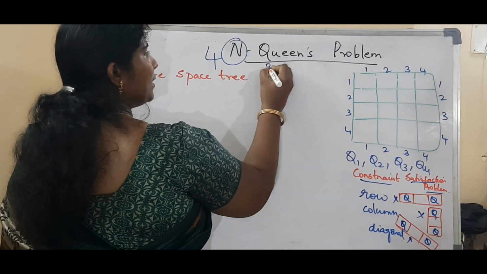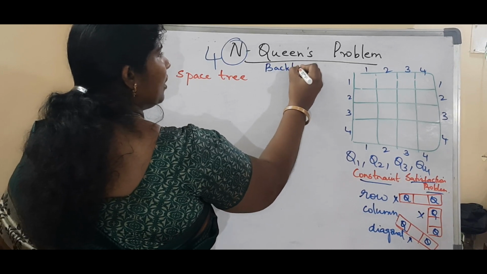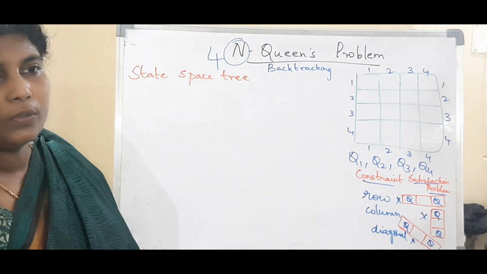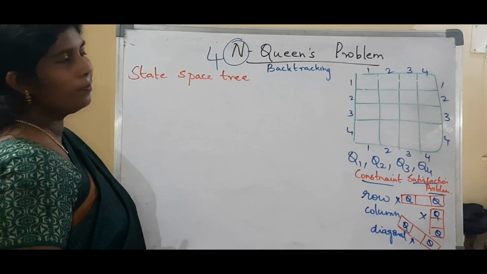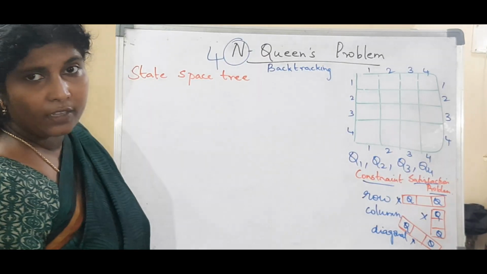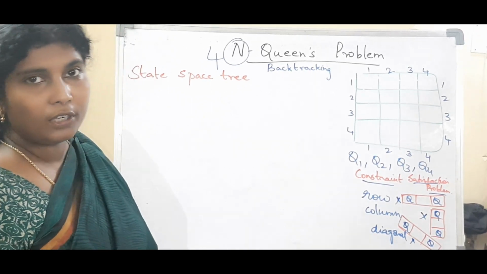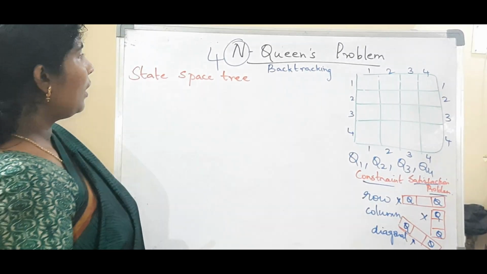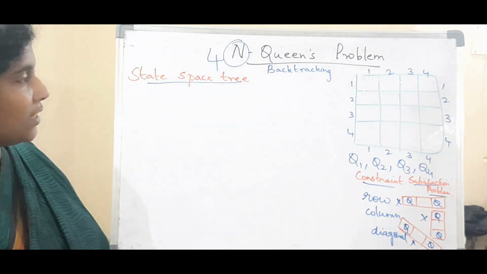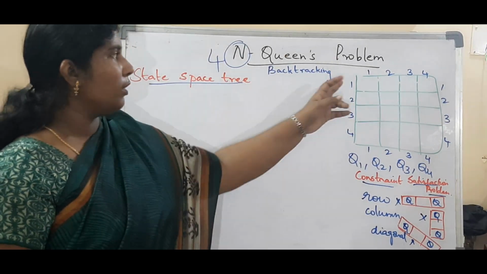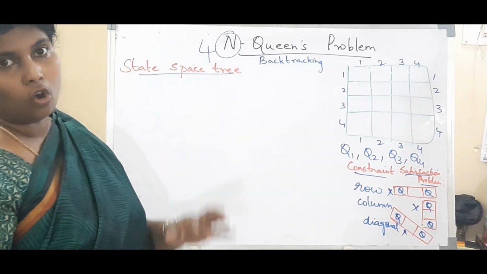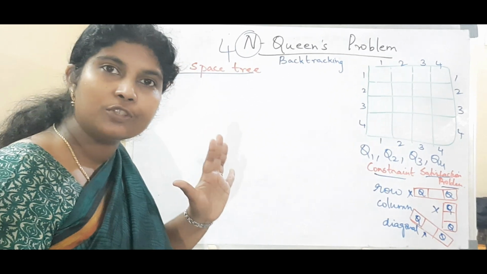We are going to solve this using a technique called backtracking. For solving this using backtracking, we need to construct a state space tree. If you want to know more about it, you can refer to the previous video. Let us start by constructing this state space tree for the 4 queens problem using the backtracking method. We are not going to find all the solutions; it's not going to be an exhaustive search.